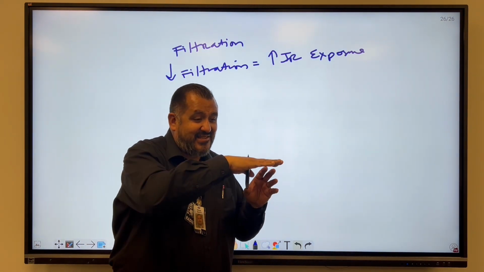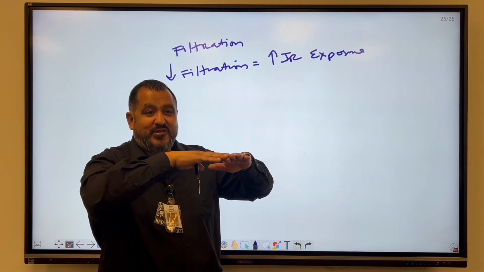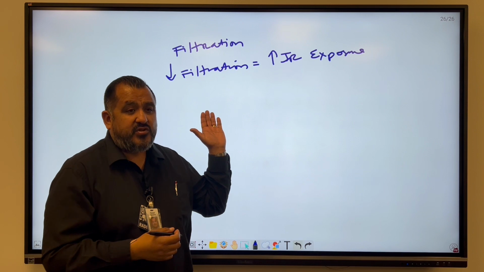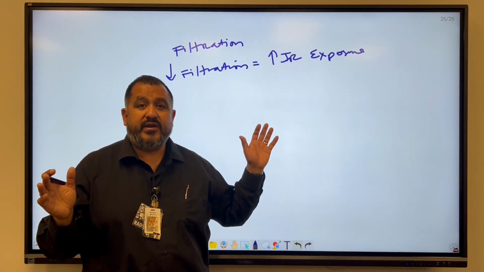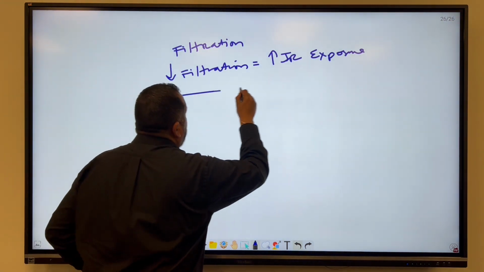But we had to slide this piece of aluminum out between the collimator and the x-ray tube. But we don't have to do that anymore. But filtration, if you go down in filtration for whatever reason, it's going to increase your IR exposure. Okay? Collimation.